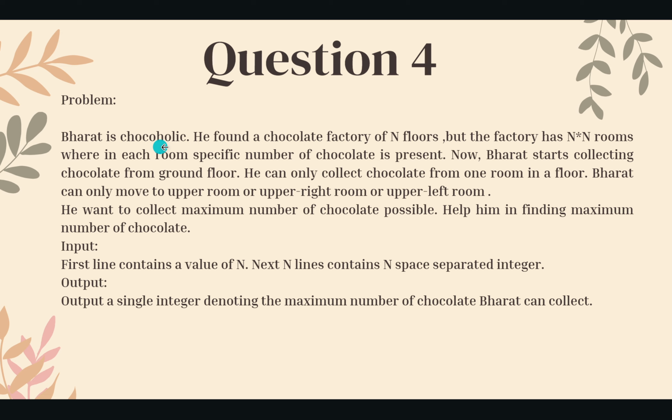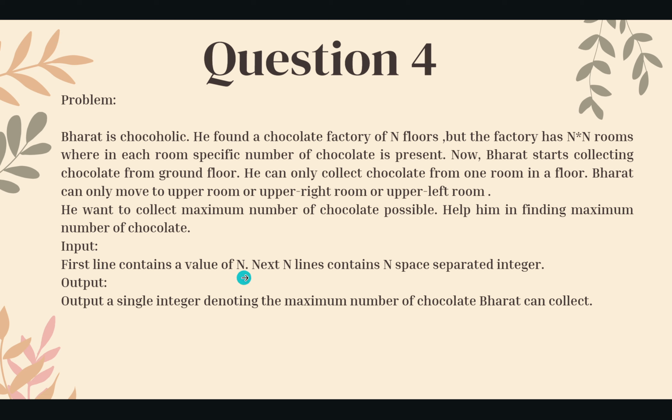Now coming to the fourth question. Bharat is a choco-alcoholic. He found a chocolate factory of n floors, but the factory has n by n rooms, where in each room a specific number of chocolates is present. Now Bharat starts collecting chocolate from the ground floor. He can only collect chocolate from one room in a floor. Bharat can only move to the upper room or upper right room or upper left room. He wants to collect the maximum number of chocolates possible. Help him find the maximum number of chocolates.